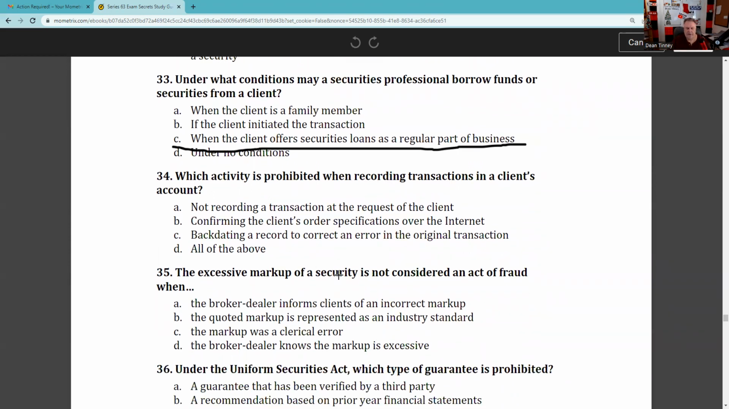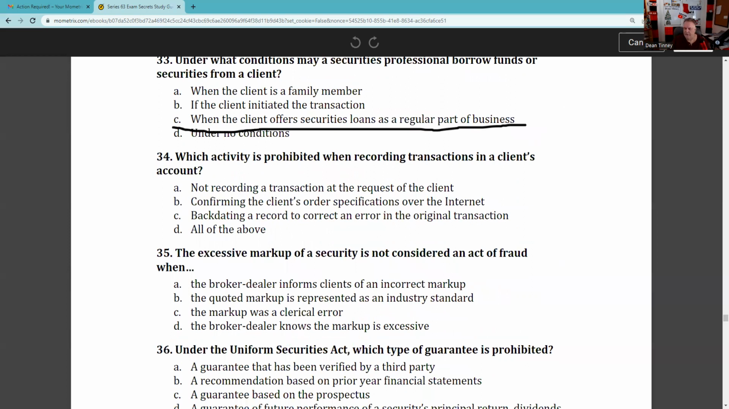34, which activity is prohibited when recording transaction in a client's account? So prohibited, not recording the transaction at the request of the client. No. Confirming client's order specification over the internet. Backdating, big no-no. So 34 is C.